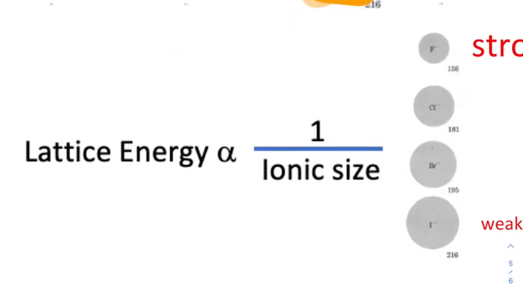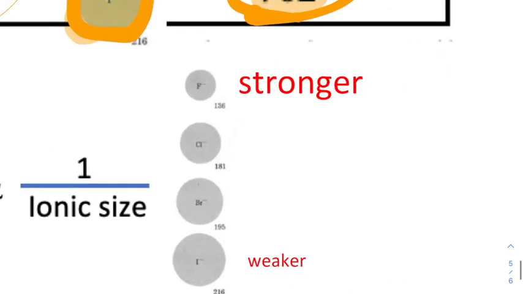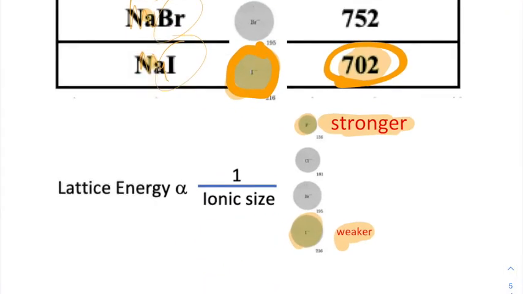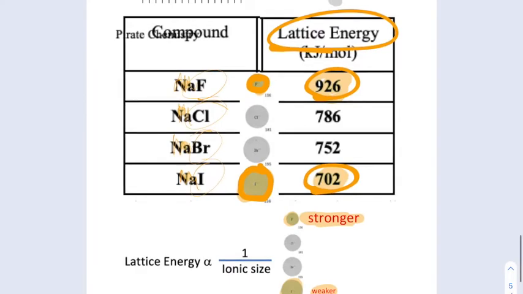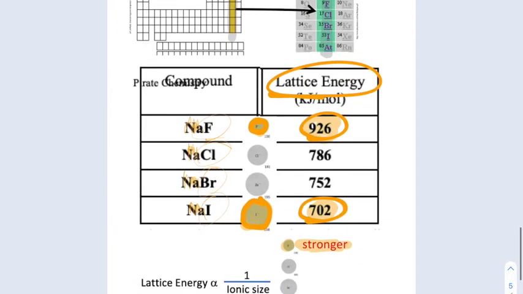The lattice energy is inversely proportional to the ionic size. The smaller the ion, the closer it is to the top of the periodic table, the stronger it is. And the larger the ion down here, the weaker it is. Now, there are reasons for this. There's something called Coulomb's law that you'll learn all about if you take physics, and things like charge density and all that kind of stuff. But that's really not what we're trying to get into right now.